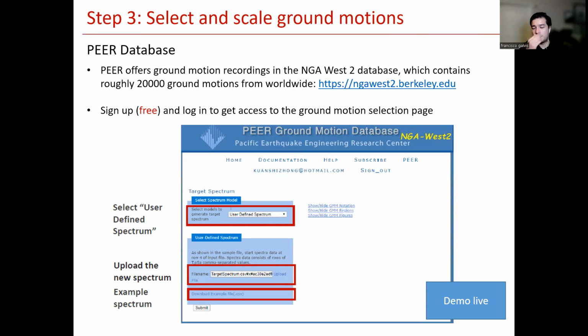Well, there are many options online, and one that's really useful is the PEER database, the ground motion database that you can reach on this link here. This is a database that took many ground motions from around the world in the raw state, just like they were recorded by the instruments, and processed them to make them useful for nonlinear time history analysis.